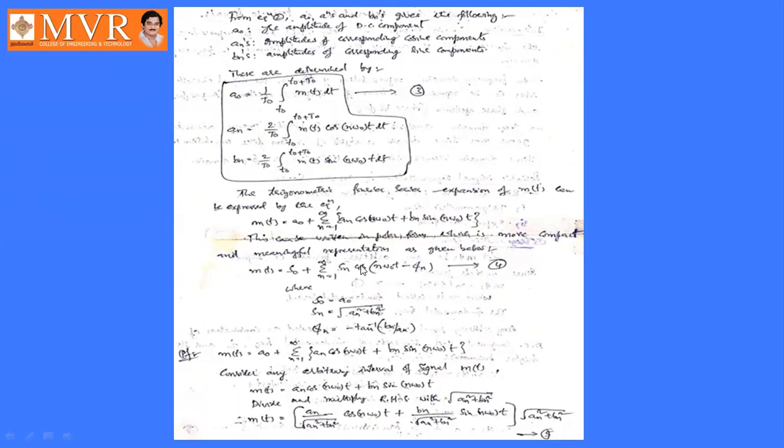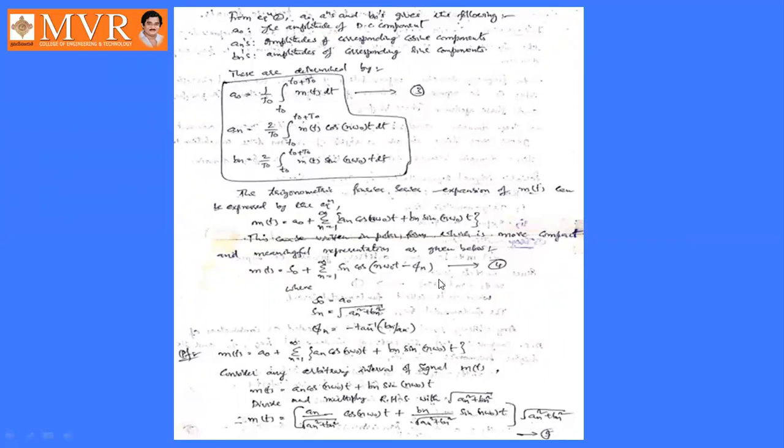So we are writing this. This is a very simple form and a more compact and meaningful representation. So m of t equal to s naught plus sigma n equal to 1 to infinity of Sn cos n omega naught t minus phi n, where s naught equal to a naught. This s naught and a naught are both equal, and Sn equal to the square root of an square plus bn square, the magnitude, and phi n is minus tan inverse of bn by an. These are the polar form representations of the above expression.